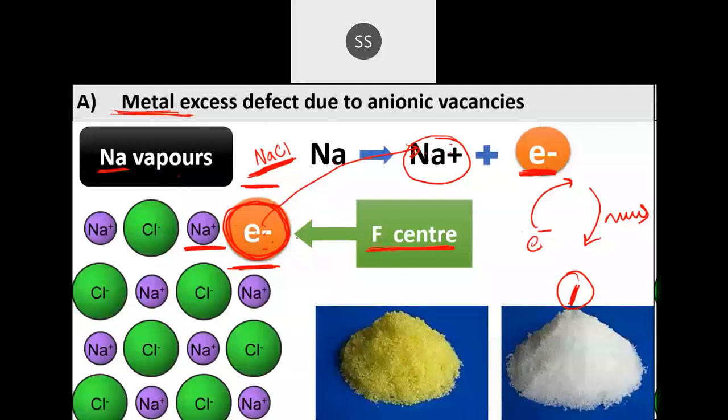If you take a different crystal, students, it will impart a different color. Like if you take potassium chloride, KCl, and heat it with potassium vapors, the KCl is initially colorless, white in color. But if you heat it with potassium vapors, and the electron comes and sits in the anionic site, you will see that the color will be violet.